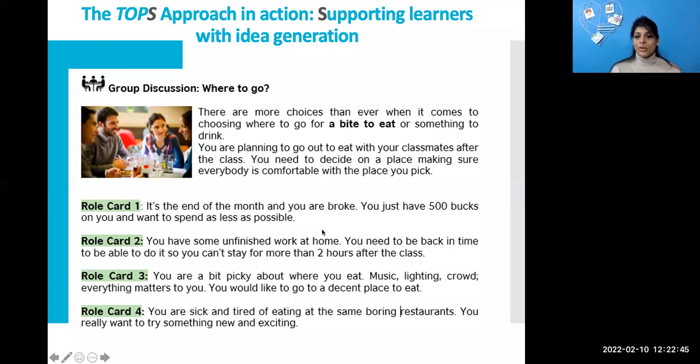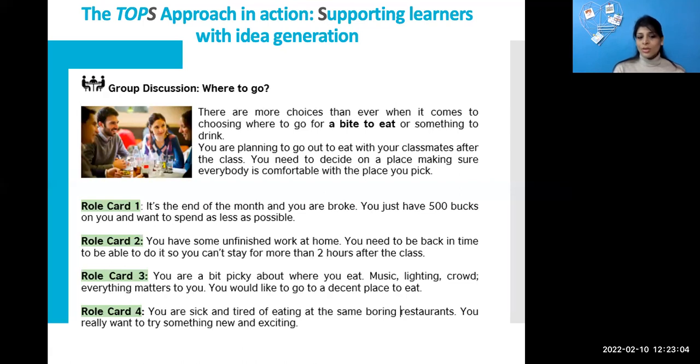So this kind of scaffolding can really help, because some learners we know are very quick, they can really think on their feet, but not everybody can. So learners who are quick in terms of thinking will be able to then support other learners who may not be able to think of ideas so quickly.